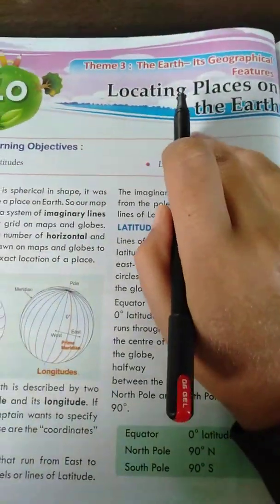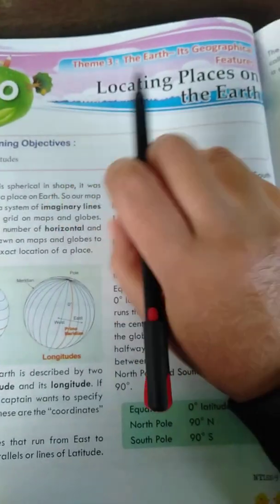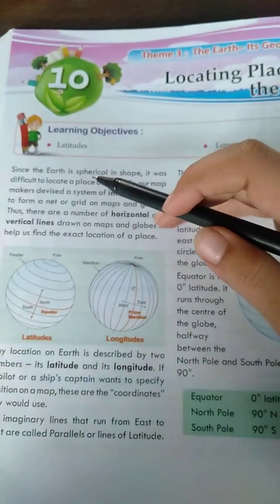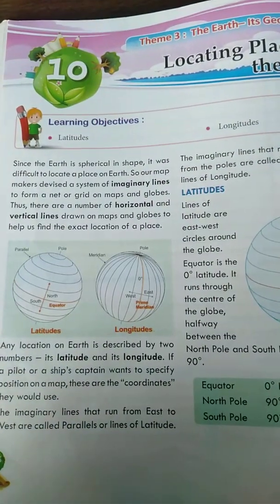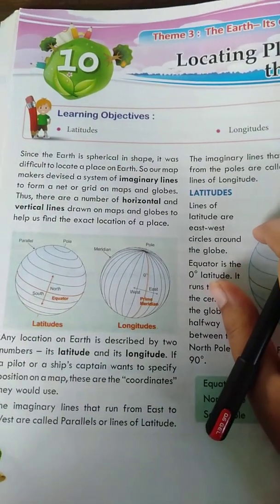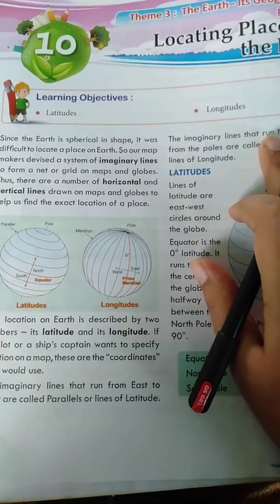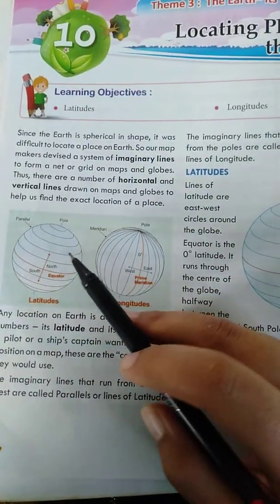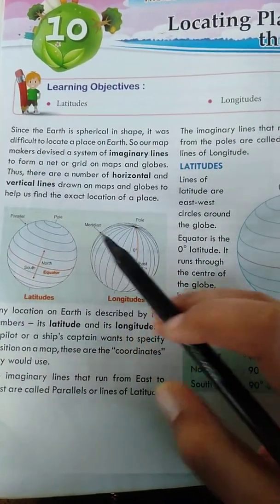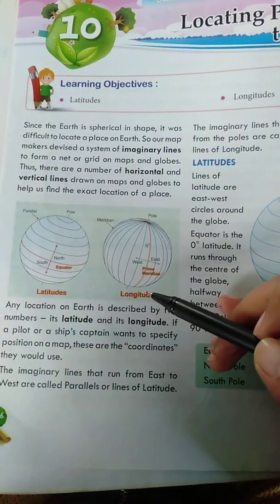Today we will start a new chapter, chapter number 10, Locating Places on the Earth. This chapter is all about the model of the Earth, which is known as globe. On globe, we can see two types of lines. One are horizontal lines and the other are vertical lines.